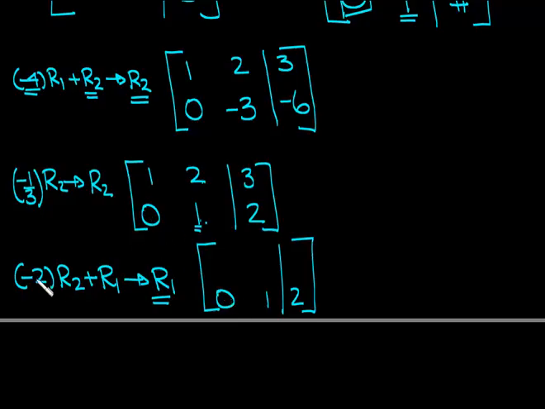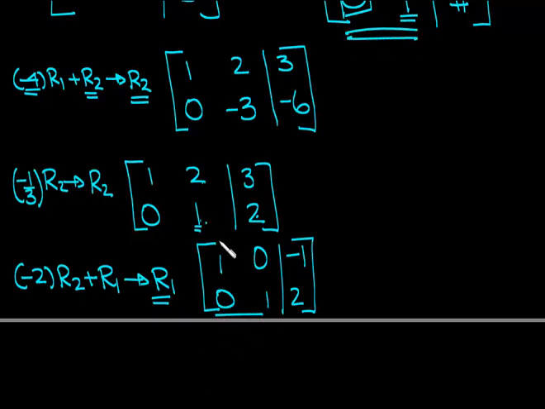So 0 times negative 2 is 0. 0 plus 1 is still 1. 1 times negative 2 is negative 2, plus 2 is 0. 2 times negative 2 is negative 4. Negative 4 plus 3 is negative 1. So we got our identity. That's what we wanted. We got that.